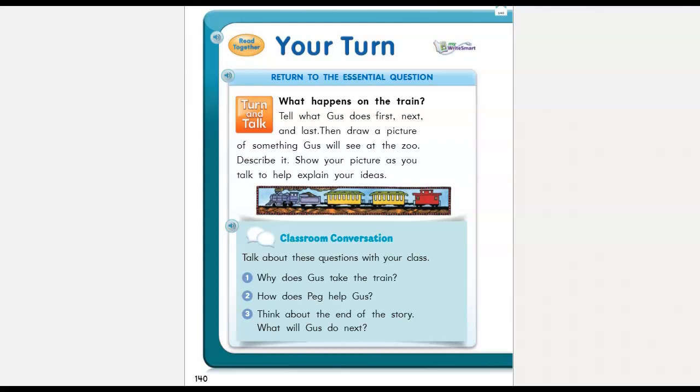Number 2. Question 2 says, how does Peg help Gus? Well, let's think. Peg was Gus's friend with the pink hair, and she sat next to him in the seats. Do you remember where in our story that Peg was able to help Gus?